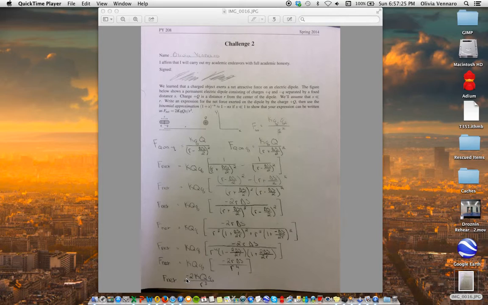The negative doesn't really matter because the dipole is facing so that the positive is further away than the negative is. So this charge Q is going to be pulled towards the dipole, which if you look at the coordinate plane, you know that it's going to the left, which would make it negative.